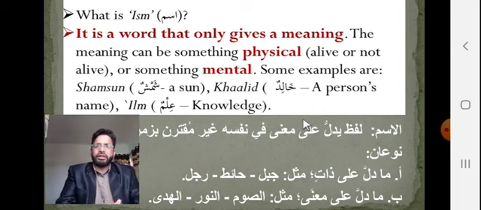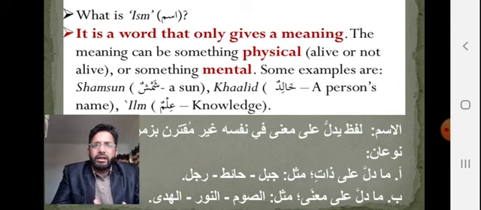Some examples are, suppose I say Shamsun. Shamsun means sun, a sun. This is a physical meaning because we see the sun shining before our eyes. We have Khalidun. Khalidun means Khalid, it's a name, a person who exists physically. So there are two types of nouns in Arabic, one physical and one abstract. We call it mental as well.